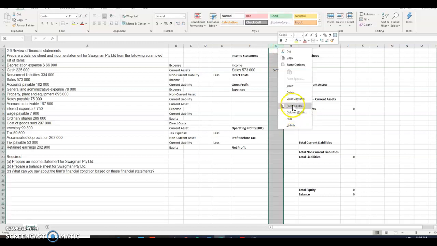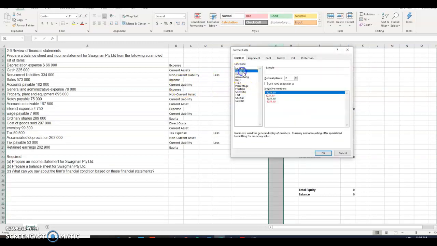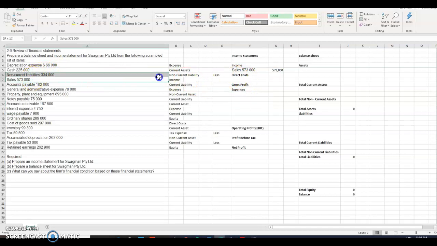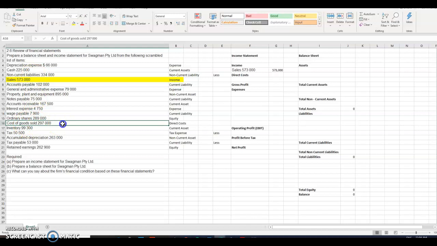Just going to fix the formatting because I like little commas in my formatting. I think it cleans it up very nicely. And as I do them, I'm just going to cross them out as we go. So cost of goods sold is a direct cost.